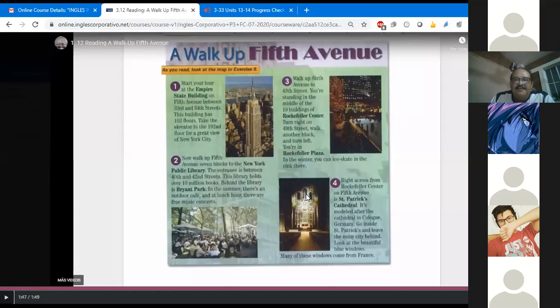These are places that you can see in movies, right? So like the parks and everything. Okay, remember New York is a very famous city, right? All right, let me see what else.